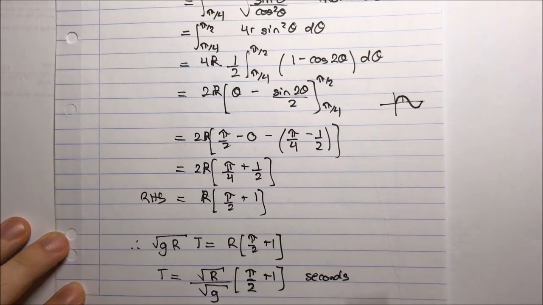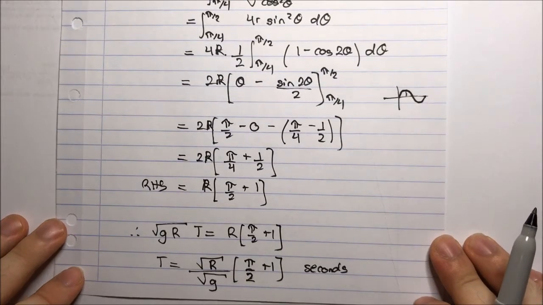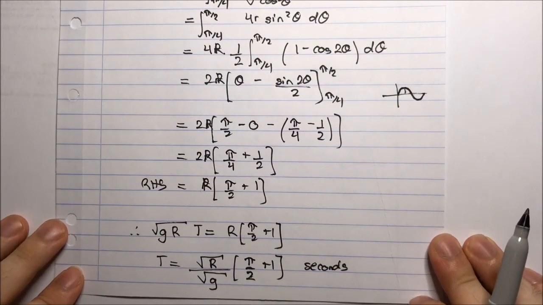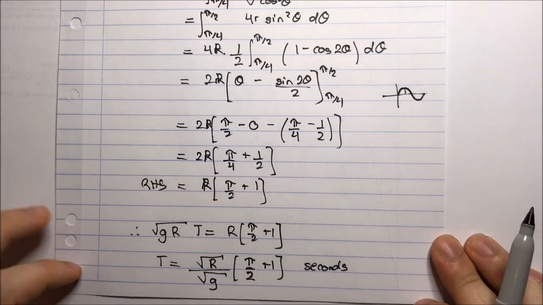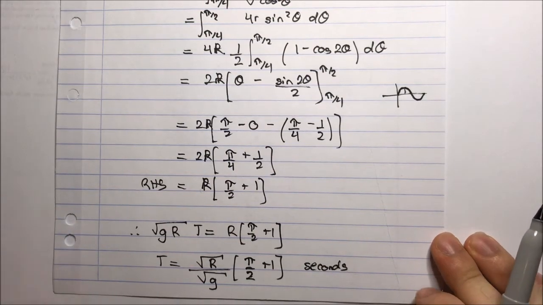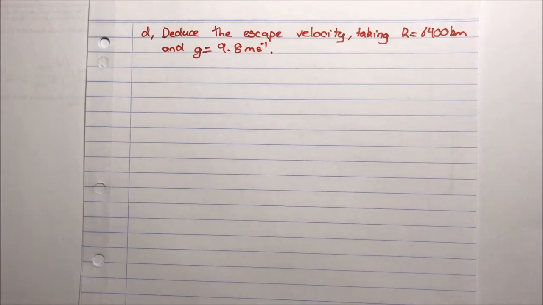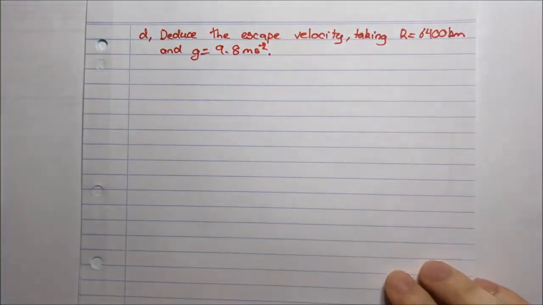And that's how long it takes for our particle to reach the maximum height when the initial velocity u is equal to the square root of gR. The final part says, deduce the escape velocity taking R equal to 6,400 kilometers and g equal to 9.8 meters per second squared.